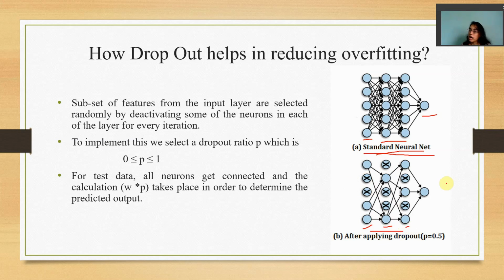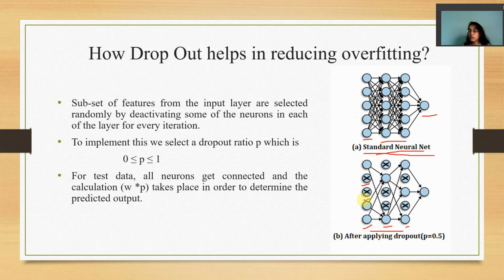So what are these cross marks? These cross marks actually indicate that this particular neuron is deactivated. So how is this deactivation done? Now the neural network will select a subset of features from the 5 features, and it will deactivate or eliminate the remaining features.